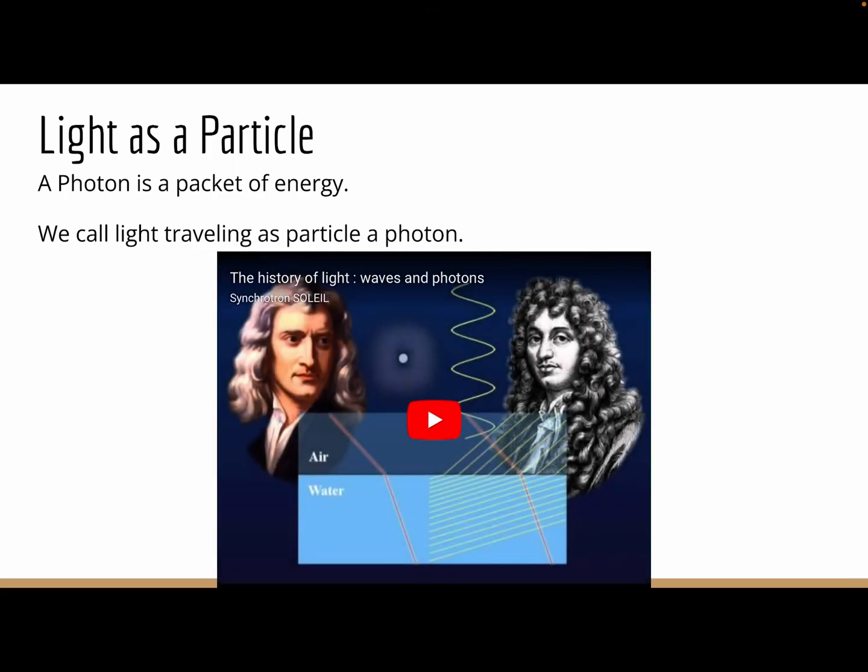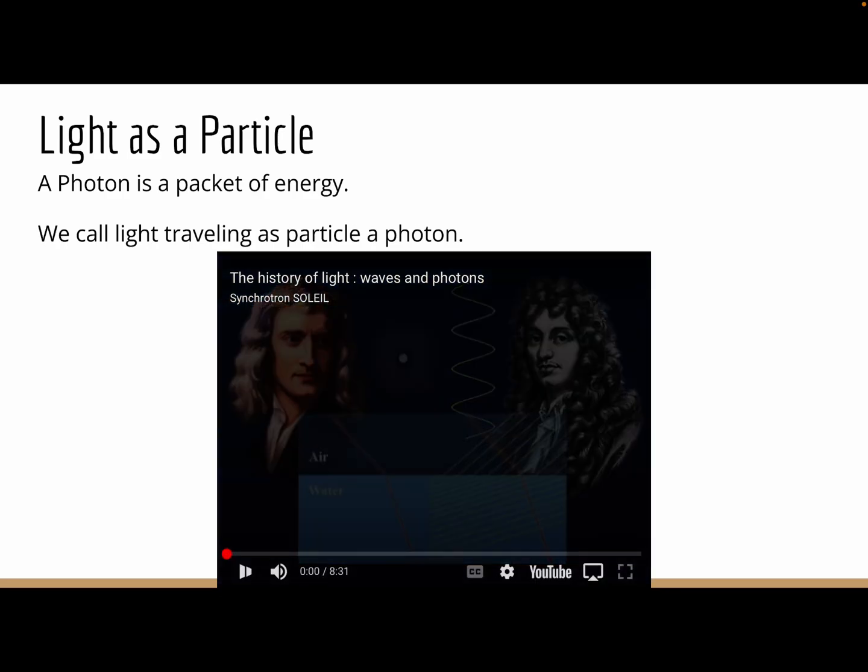Okay, so let's talk about light. So light is a photon. So a photon is a packet of energy. So we call light traveling as a particle a photon. There is argument whether it is a wave or a packet of light. We say it behaves as both. So here's a little bit of history of light dealing with waves and photons.